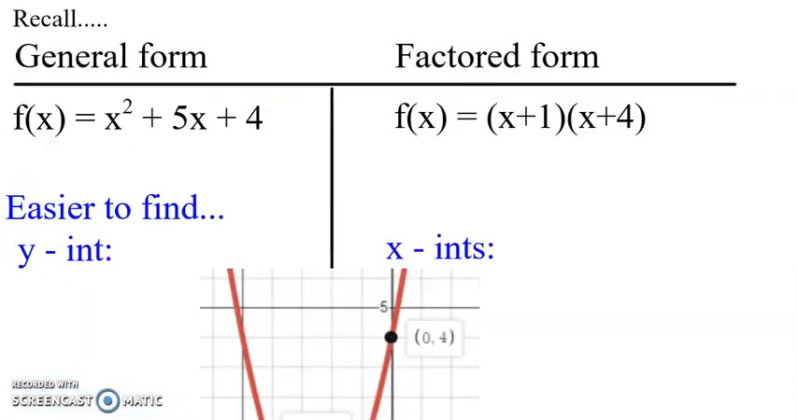So let's go back to the previous example here. Our y-intercept here was 4. Well, if we look at our factored form, that's actually the product of these two numbers that we have in our factors. Remember that our y-intercept always has an x value of 0, so we just plug in 0 for x, and 0 plus 1 is just 1, 0 plus 4 is just 4. So we're basically multiplying the number in each factor by one another.